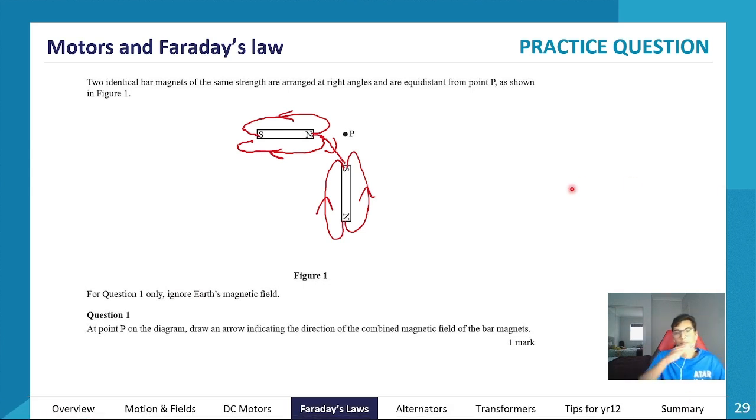Cool. Yeah, so the north end of this top magnet is being attracted to the south end of the other magnet. And if you were to do the vector addition, you can kind of see how that's happening, but that's a bit too much. So you can kind of just wing it, and you can see that the field would go from north to south, any north to any south.